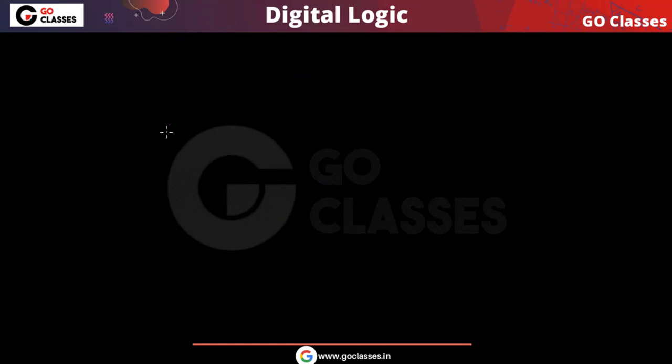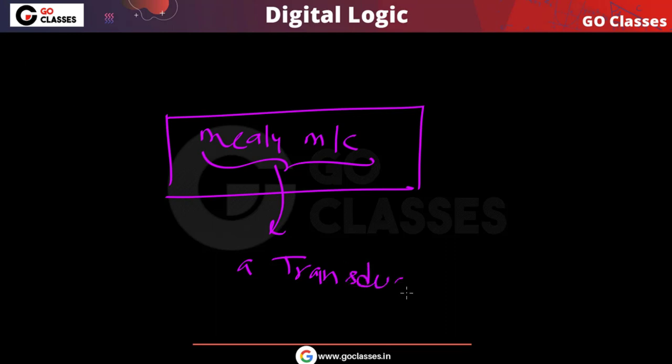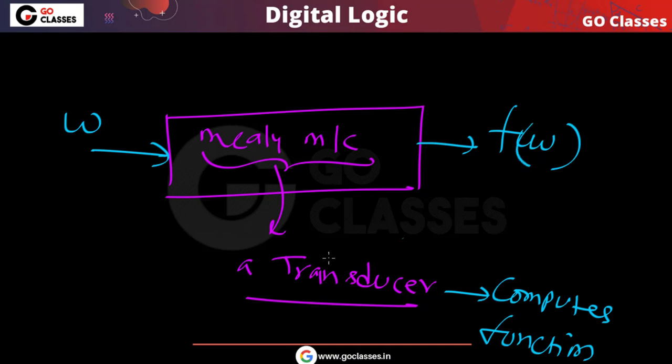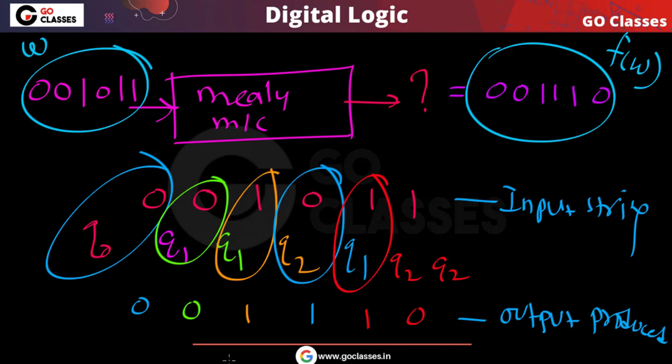This is what I'm telling you: a Mealy machine is a transducer. What does it mean? It means that this Mealy machine computes a function. For example, if you give some string w, then some function will be computed. In this example, if this is your w, then this is your f(w). So a Mealy machine is a transducer which computes a function.